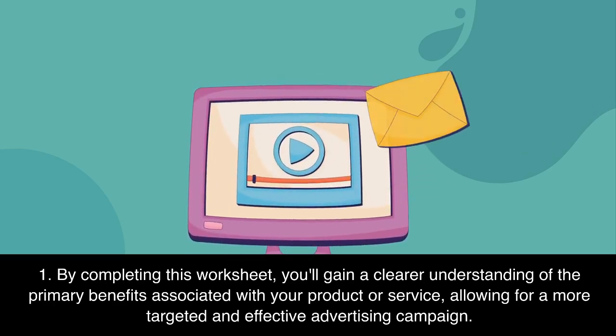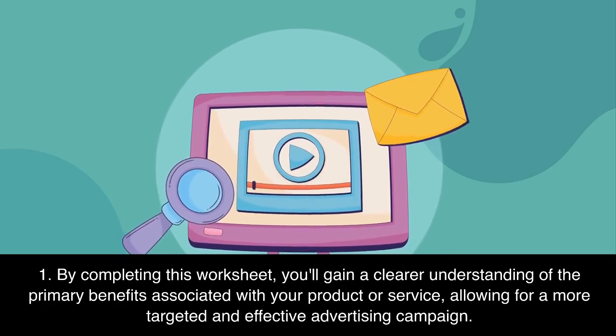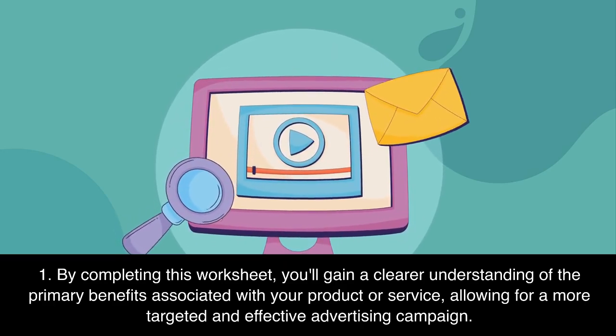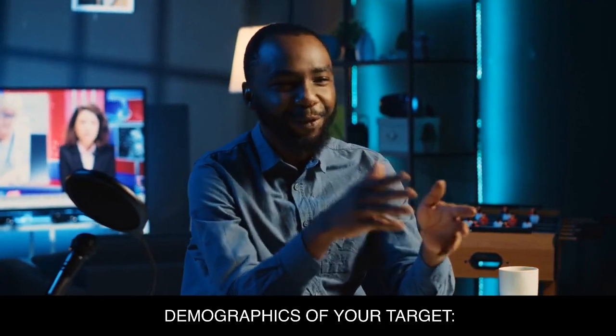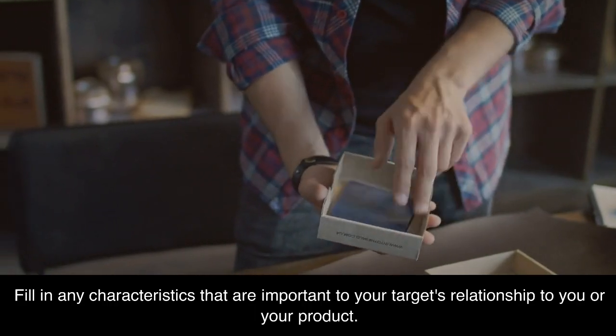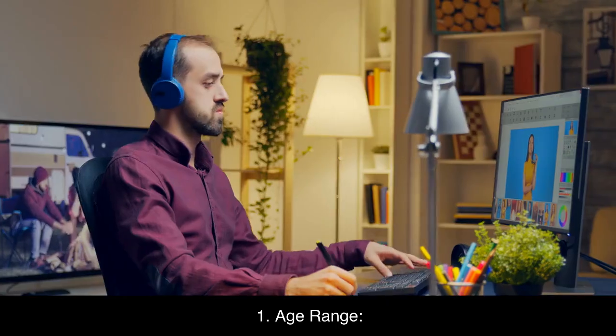1. By completing this worksheet, you'll gain a clearer understanding of the primary benefits associated with your product or service, allowing for a more targeted and effective advertising campaign. Demographics of your target. Fill in any characteristics that are important to your target's relationship to you or your product. Leave blank if unimportant.